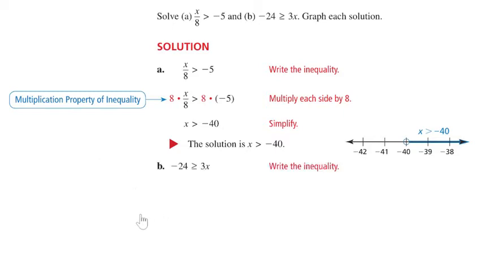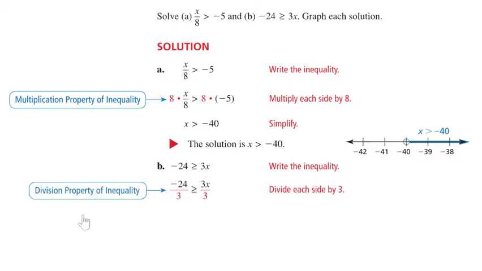Let's take a look at B. Negative 24 is greater than or equal to 3x. In this case, we are going to divide both sides by 3 by using the division property of inequality. We are going to get negative 8 is greater than or equal to x. Then we will simplify that.